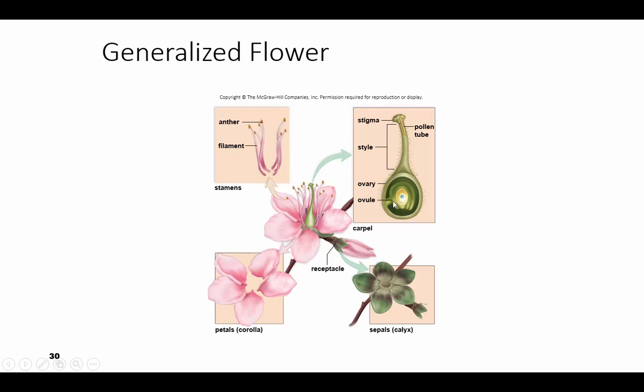And then above this ovary you have a stalk that's called the style, and then on the tip of it is a stigma, and it's very sticky. That's so that the pollen grains will stick to it, and then they'll grow a pollen tube down here to the ovules and fertilize them. You have a lot of diversity in your flowers. They don't all look the same.